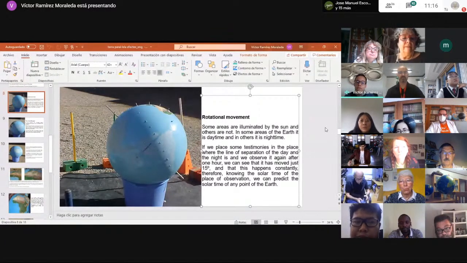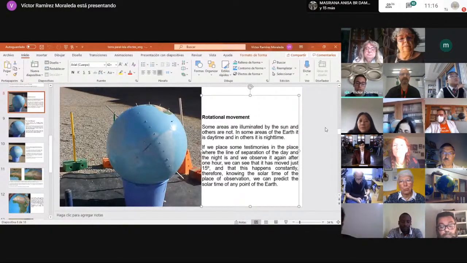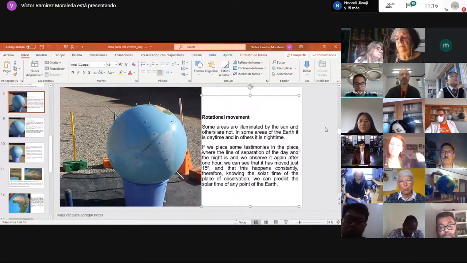And if we observe this effect constantly, we were able to predict the solar time of any point of the Earth.